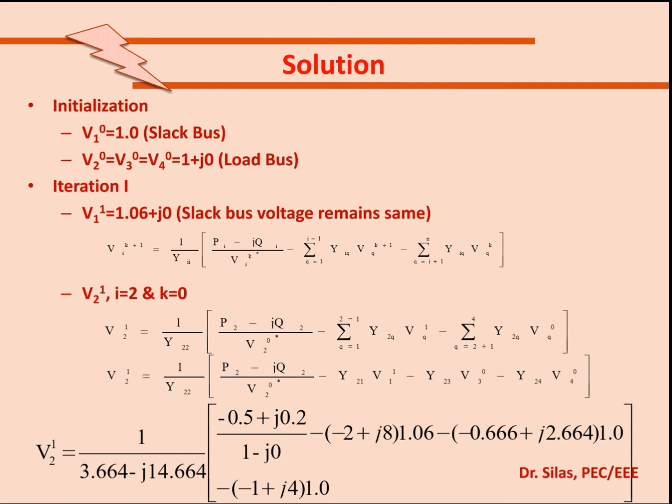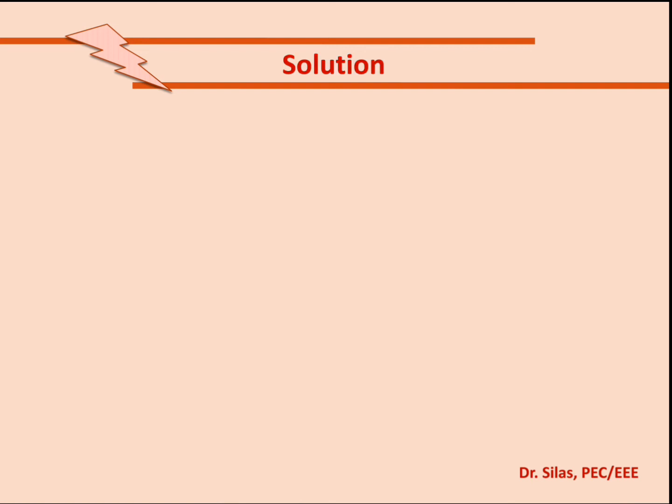So 1 minus j0. Next, Y21 is the value from the admittance matrix, Y21 is minus 2 plus j8. Similarly, V1^1 is the initialized value 1.06. Minus Y23, taken from the admittance matrix, times V3^0, the initialized voltage of the third bus, 1. Similarly, minus Y24, the admittance matrix value, times V4^0, which is equal to 1.0. So all the values are substituted. By keeping the calculator in complex mode, you can directly determine the value for V2^1. This particular V2^1 is the voltage value of the second bus at the first iteration.